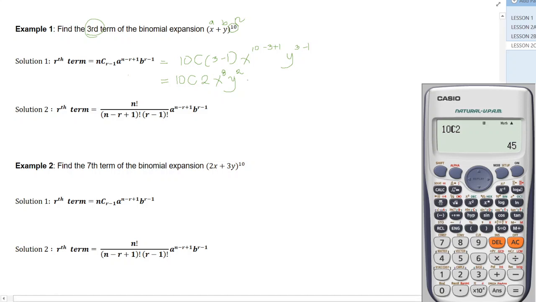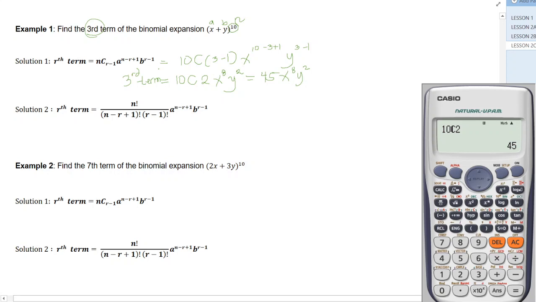So the third term of your binomial x plus y raised to 10 is 45 x raised to 8 y raised to 2. So that is the third term. Okay, next.